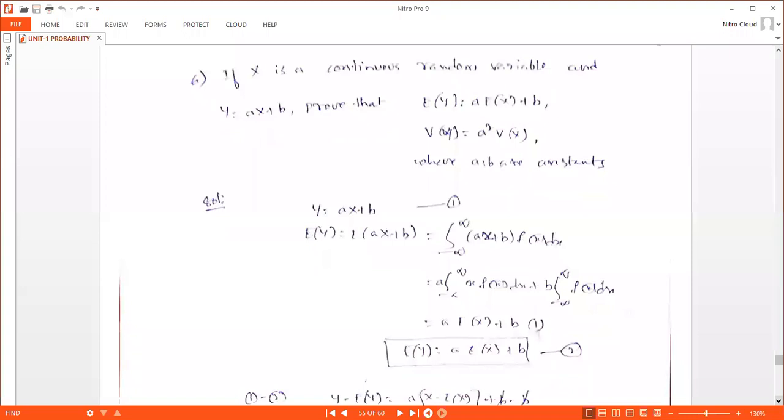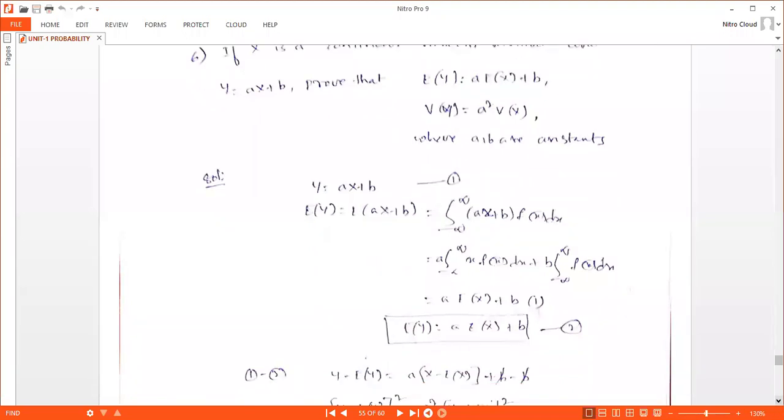For the first one, you can observe that a into the integration part is expectation of x. From the definition, the integral of x f of x dx from minus infinity to infinity is expectation of x, plus b into that value is 1. Since the integral from minus infinity to infinity of f of x dx, the total probability, is 1, that value is 1. So that is the first proof. Expectation of y equal to a into expectation of x plus b.